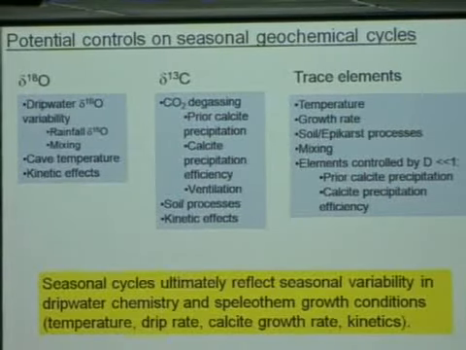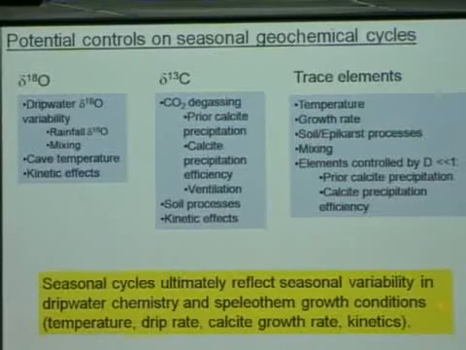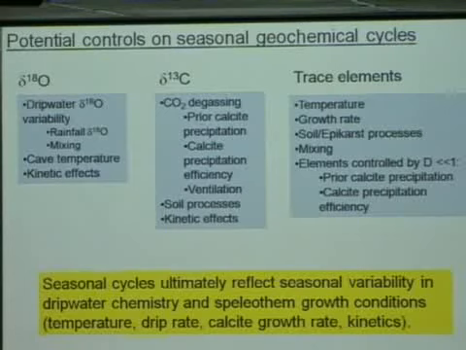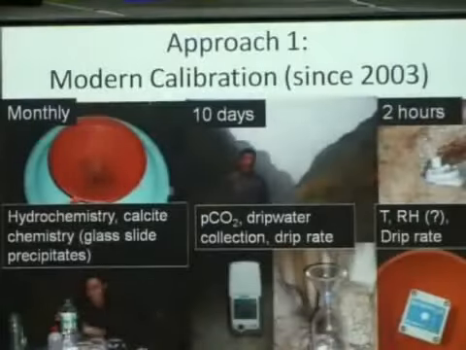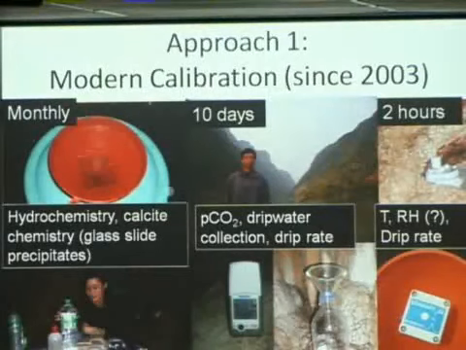Okay, so there's been a lot of work that's been done on this, and there's a really good review paper by Fairchild et al. in 2006 in Earth Science Reviews, which covers all of these mechanisms. But the ultimate thing is that the seasonal cycles ultimately reflect seasonal variability, either in drip water chemistry or in speleothem growth conditions, so temperature, drip rate, calcite growth rate, kinetics. So in order to unravel these different effects, you really need to do a very thorough and detailed study of the modern cave system, where you can fully characterize all the potential controls. And that's what we've done.